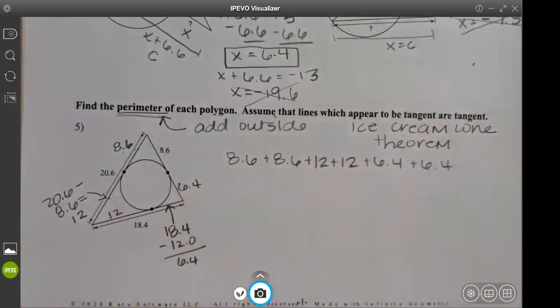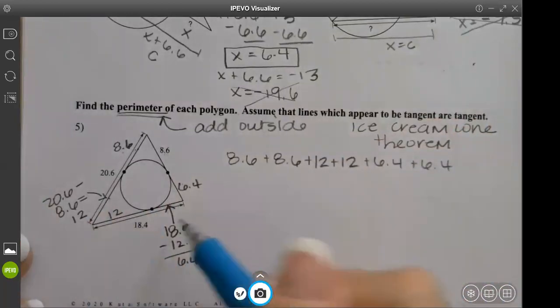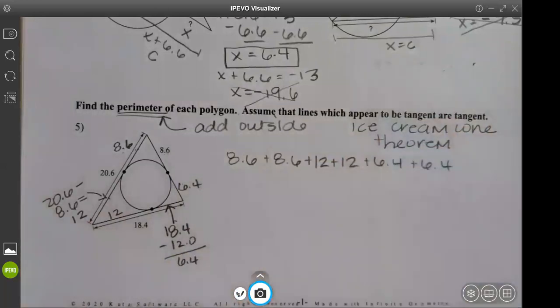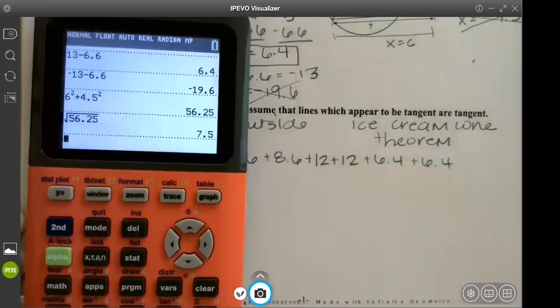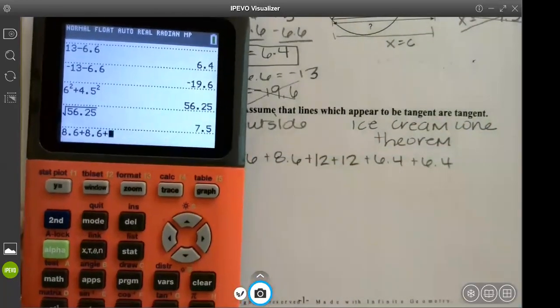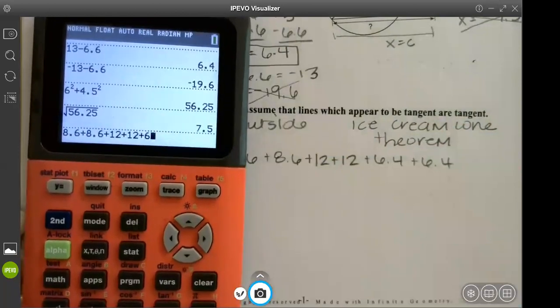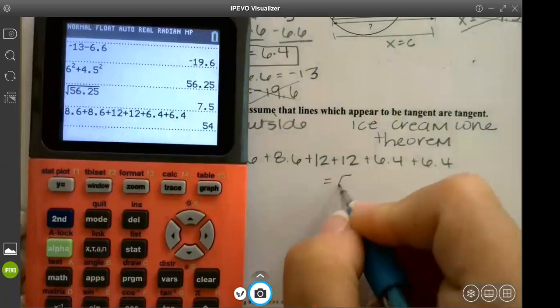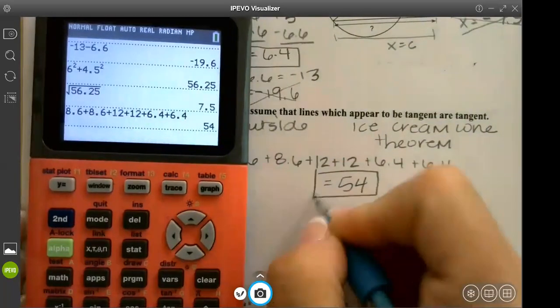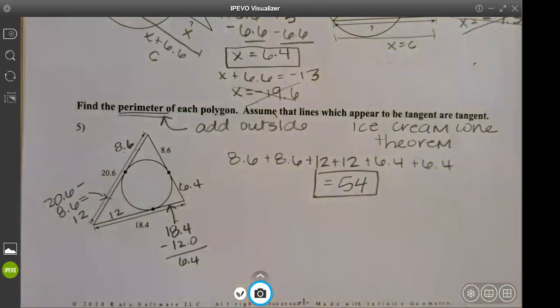Can you make that shorter? Sure. You can use 20.6, 18.4, 6.4, 8.6. I don't care how you get the outside. I just do it double so that you can see we got to get every part. So 8.6 twice, 12 twice, and 6.4 twice. It gives us a total of 54. Any questions?